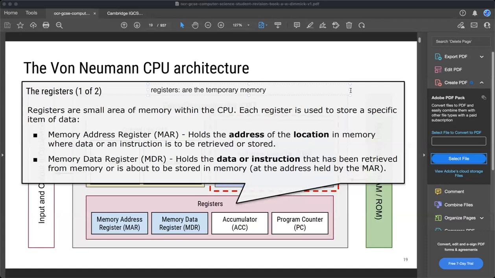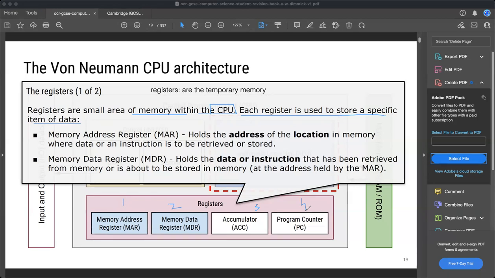So registers are a small area of memory within the CPU. Each register is used to store a specific item of data. We have 4 types of registers. Every type of register works with something different.